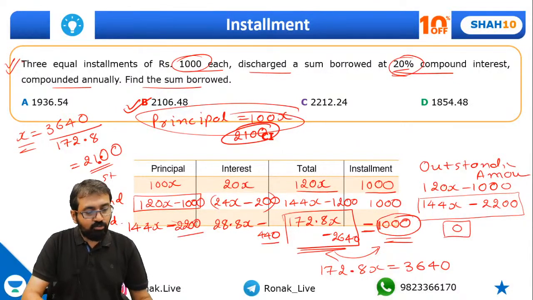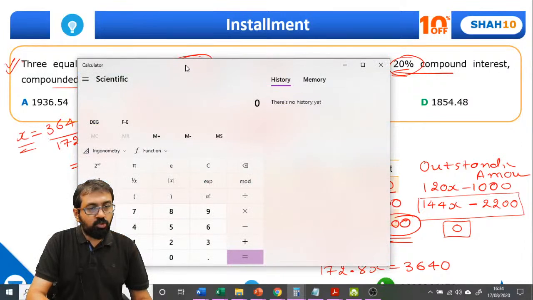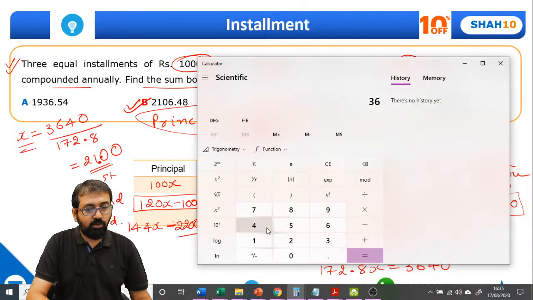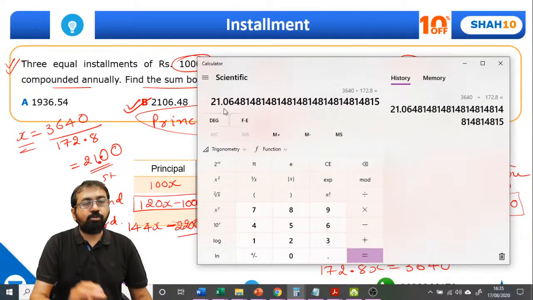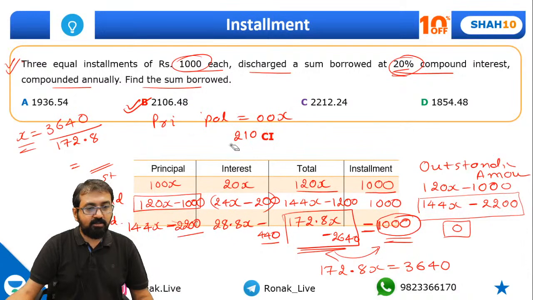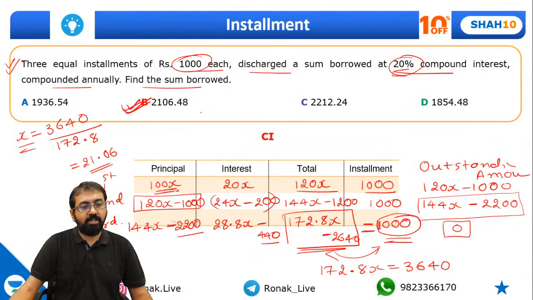Please check. Let's do it through calculator. Let's verify our answer. So what calculation do we need to do? 3640, because in CAT you have calculator available, so use that. 3640 divide by 172.8. So we are getting 21.06. Precisely we are getting 21.06. That's your x. What was the principal that we had assumed? 100x, right? So this is 21.06. So principal should be this one, because we had assumed 100x.